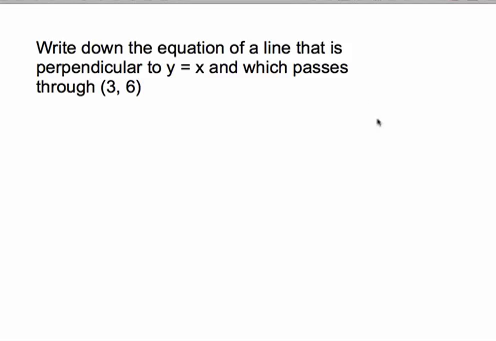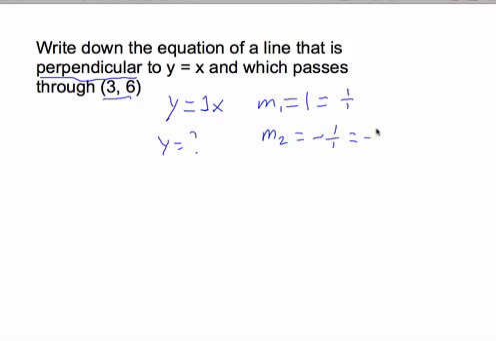Let's take a look at another example. It says write down an equation of a line that is perpendicular to y equals x and passes through this point. First of all, let's take a look at the line y equals x. We can write it as y equals 1x, and we can see that the slope equals 1. That's the slope of line 1. Now we have another line, line 2. We don't know the equation, but we know the slope has to be the negative reciprocal. If the slope for the first line is 1, which we can write as 1 out of 1, then the negative reciprocal is negative, and we flip the denominator and numerator. It's just going to be negative 1.